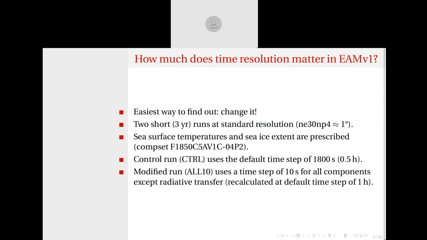Then we have a modified run, which I'm going to refer to as all-10, that uses a time step of 10 seconds for basically everything in the atmosphere model. The one exception is the radiative transfer, which is historically not tied to the model time step. It's recalculated every hour. That doesn't turn out to matter that much when we've tried changing it, but for this particular run, we left that alone.